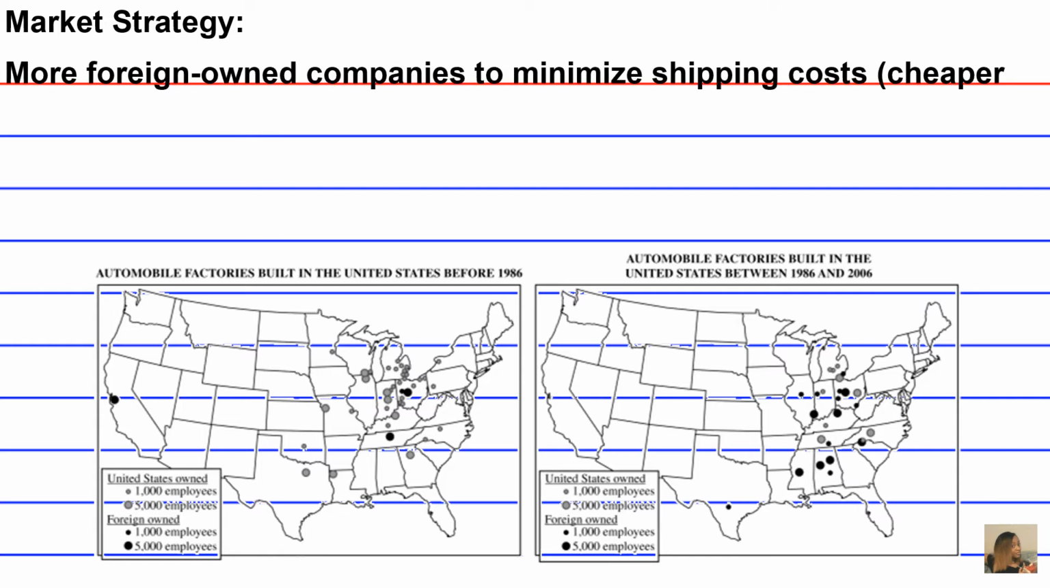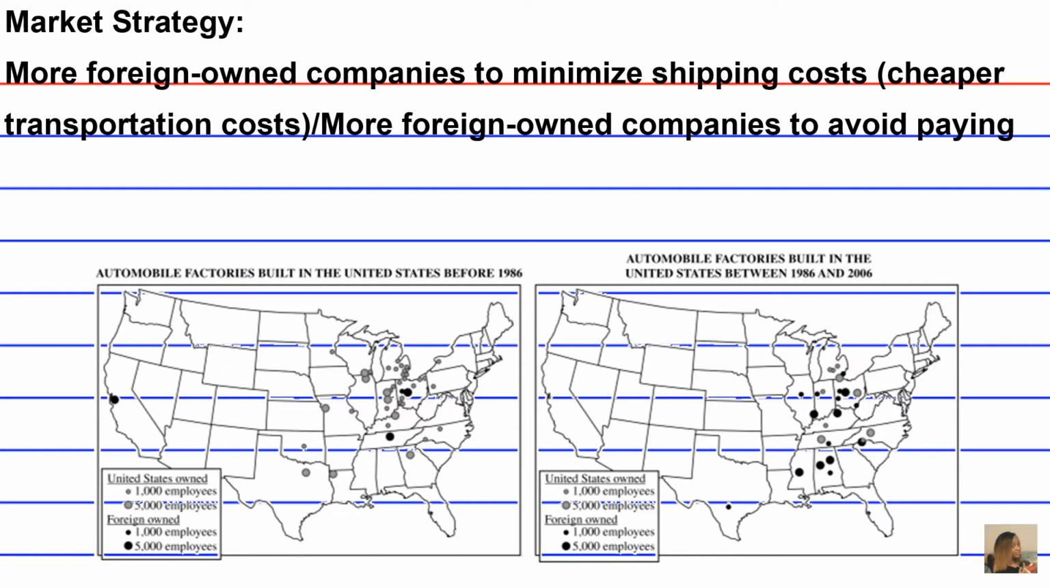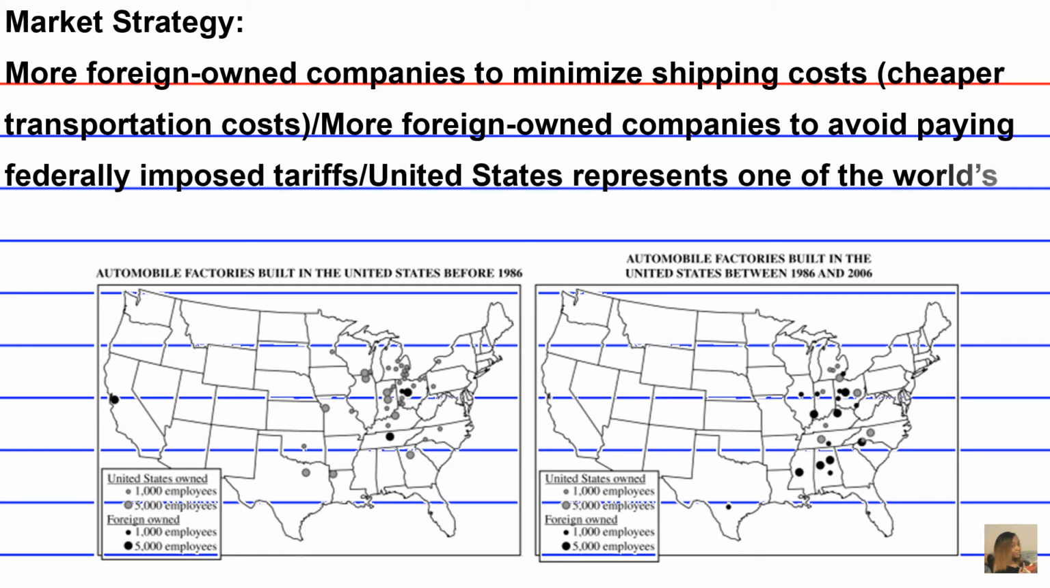More foreign-owned companies minimize their shipping costs by having their factories located within the United States, and more foreign-owned companies avoid paying federally imposed tariffs for importation in the United States by having their factories, again, located in the United States. And this is because the United States represents one of the world's largest markets for automobile usage. So it's smart to have your factories here.